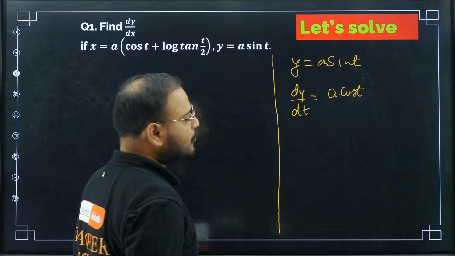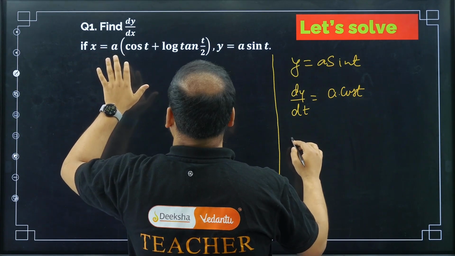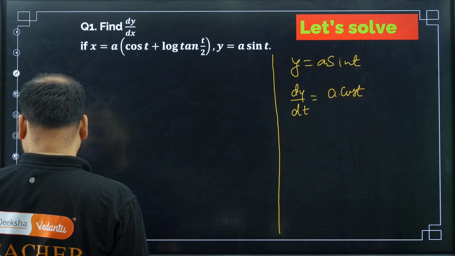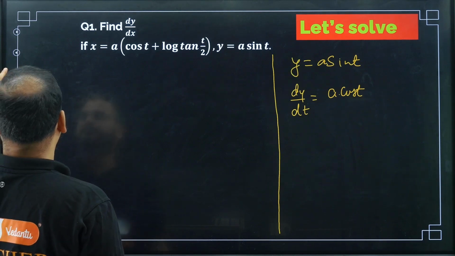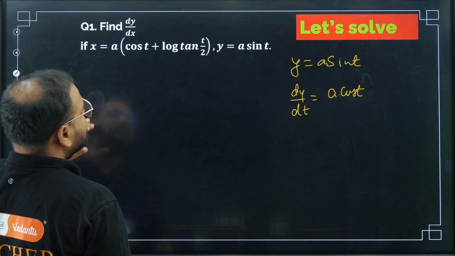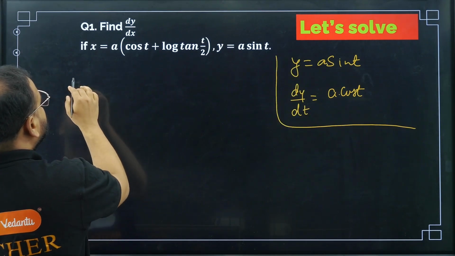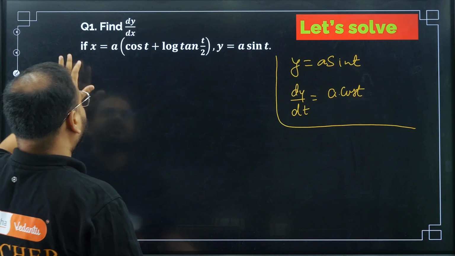Cos t. Okay, the first part is done. What about the next part? I'll do it for x also. Please check. I'll do x over here if you don't mind. The y part is done. Let me do it for x. So x is given here only. I'll continue from here.